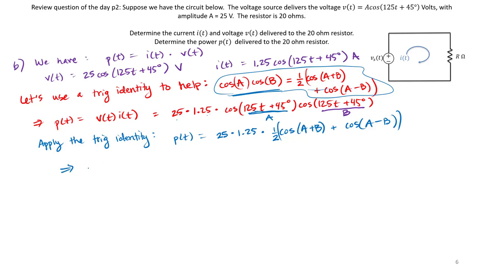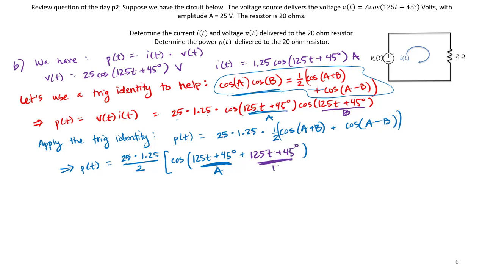And notice what happens when we substitute. We get 25 times 1.25 divided by 2 times cosine A plus B. That gives us cosine 125t plus 45 degrees plus 125t plus 45 degrees. Notice this is my A term, and this is my B term. And then now I have to subtract them in the second part of the trig identity.